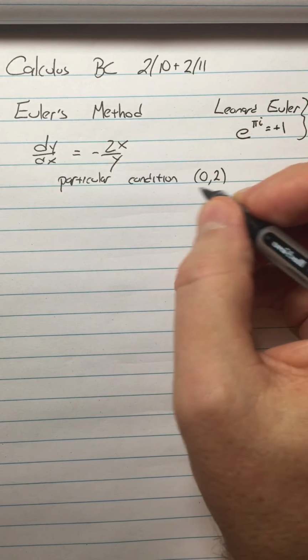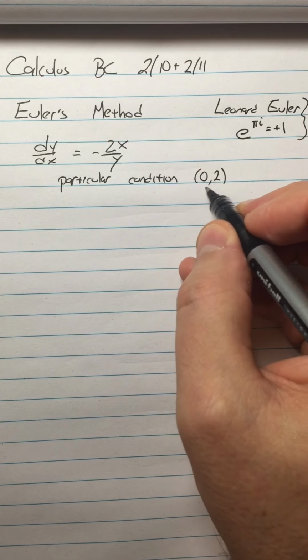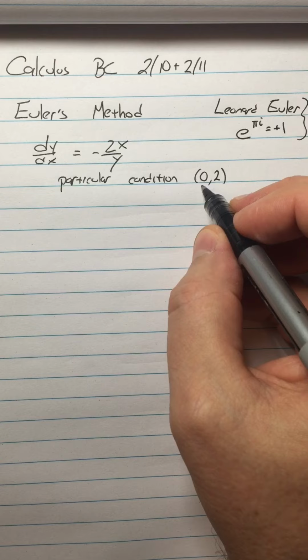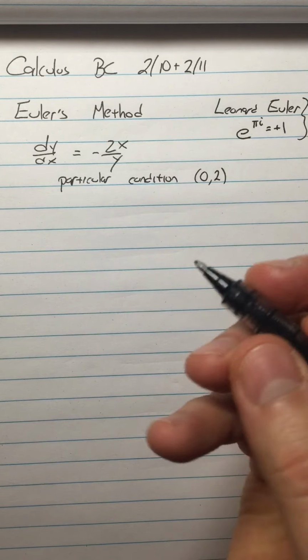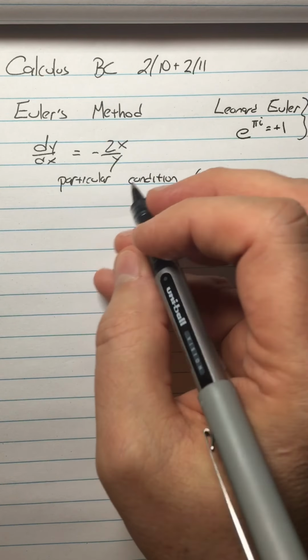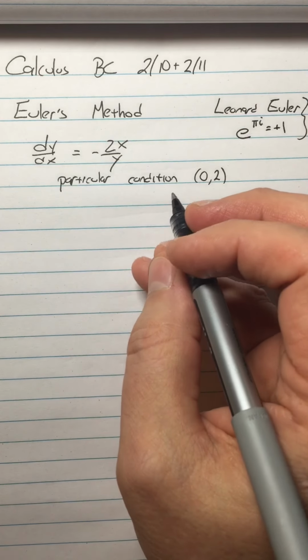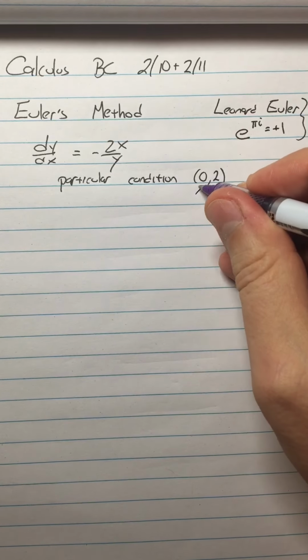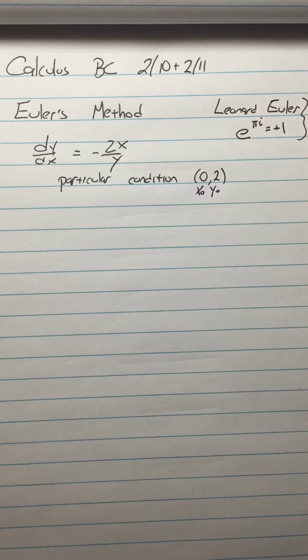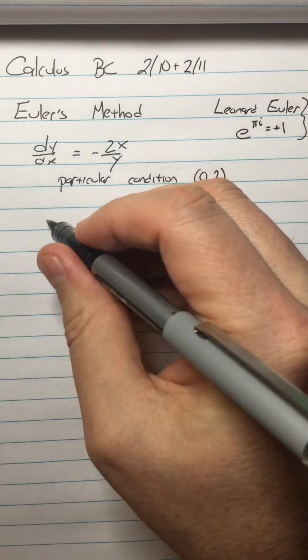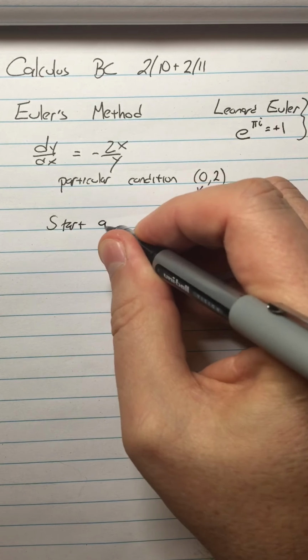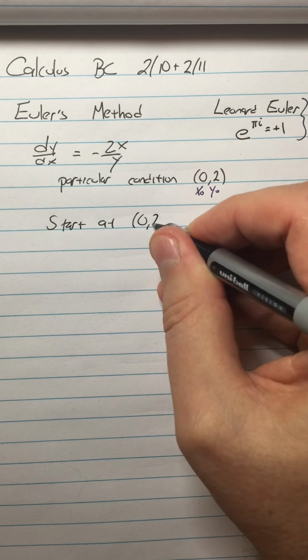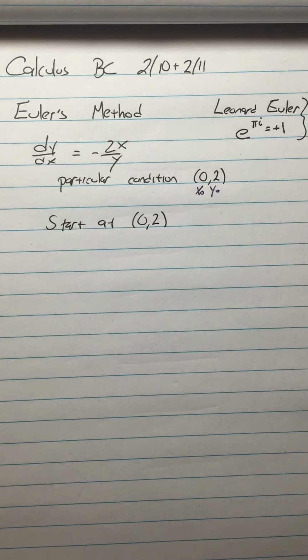You start at your particular condition. This is properly an initial condition since it's at x equals 0, but maybe this isn't necessarily a time-dependent function, so I like particular conditions still. So let's call this point (x0, y0), and we're going to start there, at (0, 2). In this example, we're just going to see how much of the solution we can construct.